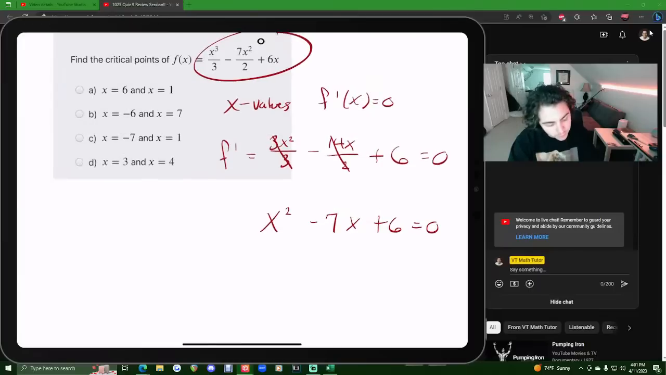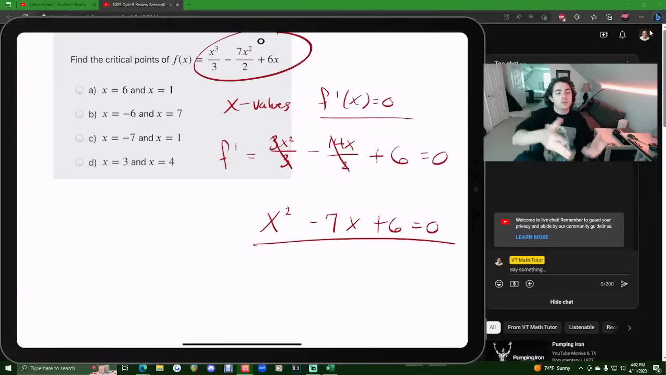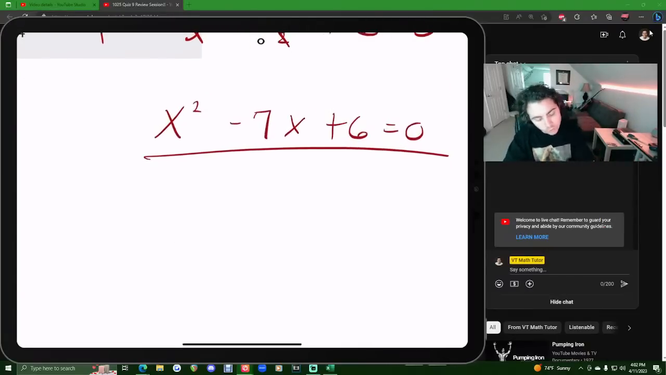So we set this derivative equal to 0, and our goal is to solve for x. And once we solve for x, we will have our critical points. And in order to solve for x in this situation, we do want to factor.